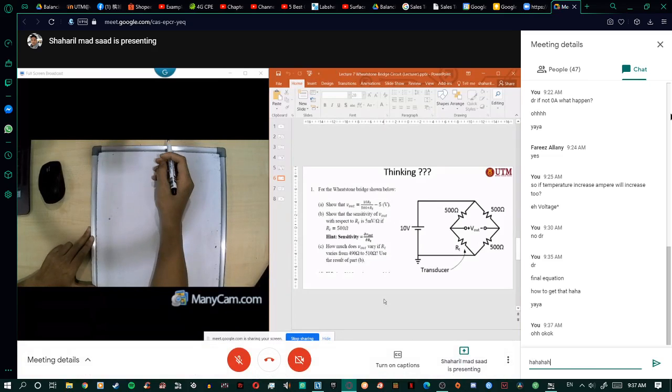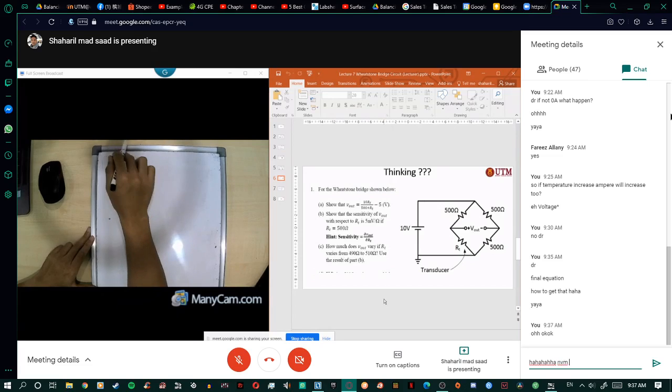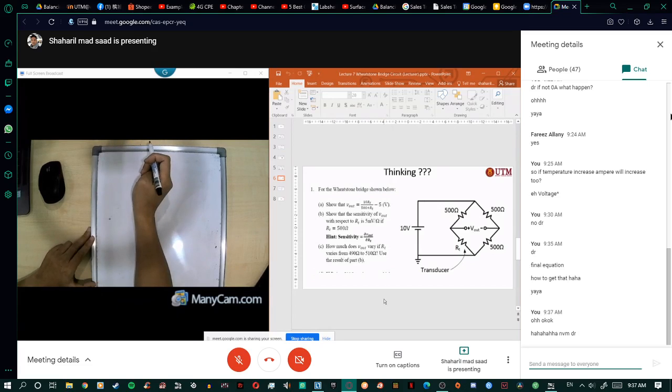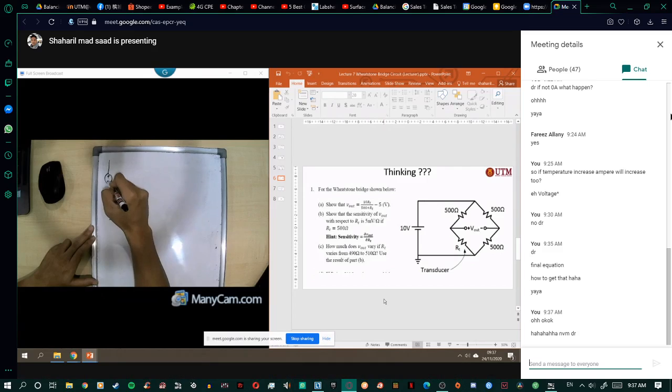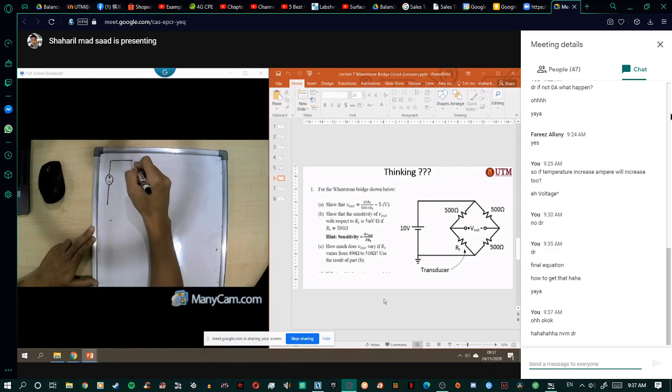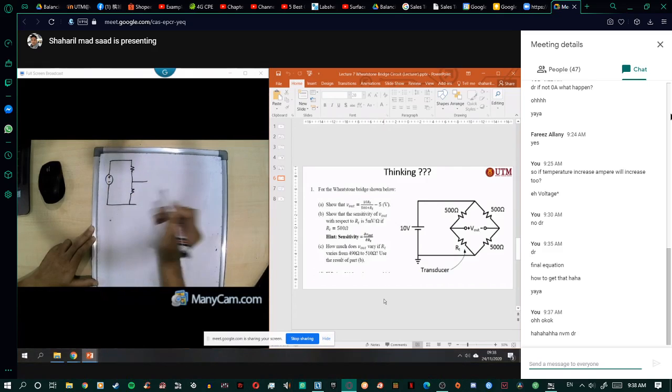Okay. Thinking of the Wheatstone bridge shown below shows that V out equals 10 RT divided by 5 plus RT, minus 5 volt. Yeah, this one is a simple thing. So try to draw your Wheatstone bridge to be like this one, right?